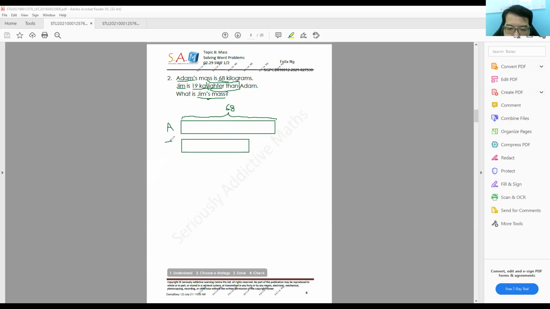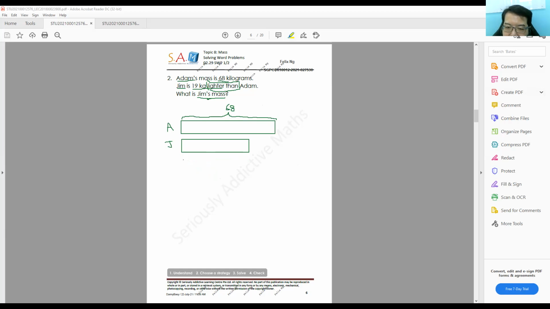So Jim, so lighter. Where is the lighter? Here? Is this 19 kg? Should I write a 19 kg here? Does this look right? Does this show that Jim is 19 kg lighter than Adam? No, it doesn't, right? It shows that Jim is 19 kg only. So this is not right? So let me undo.